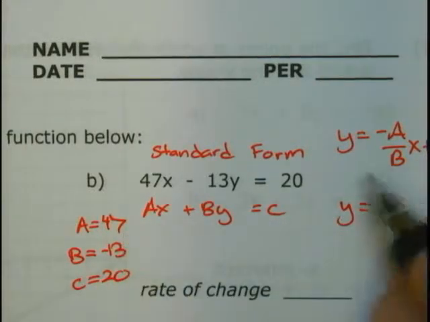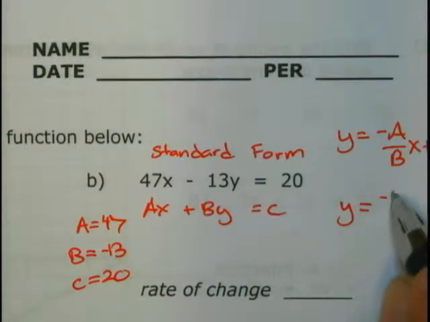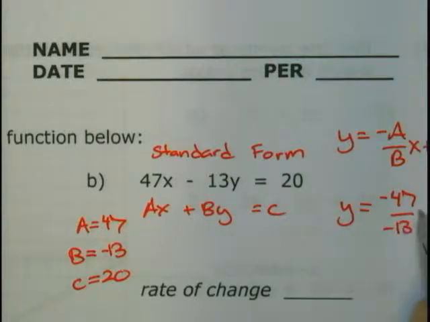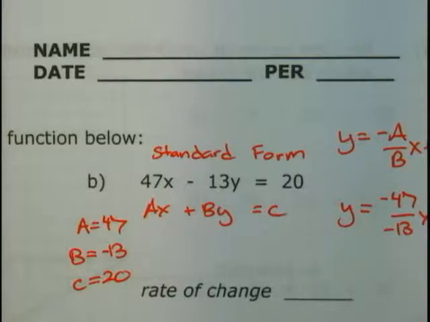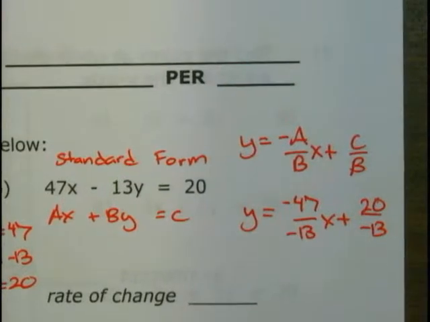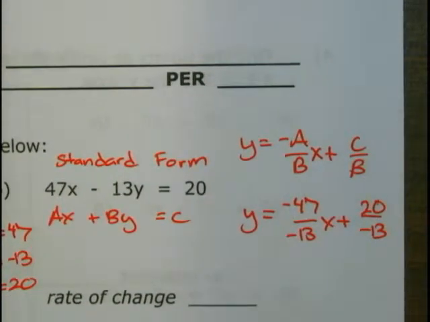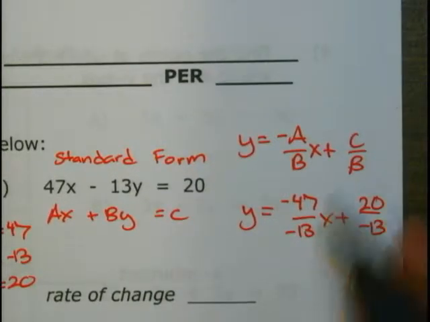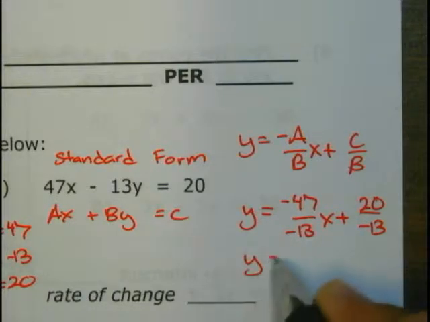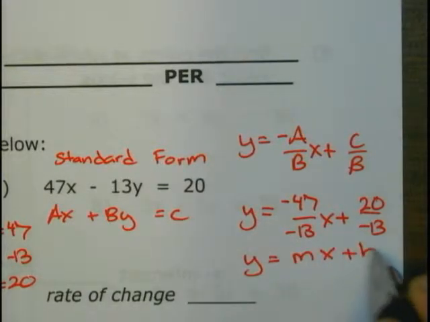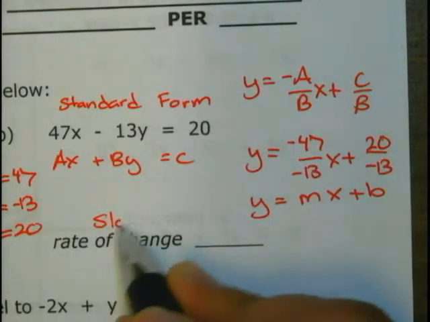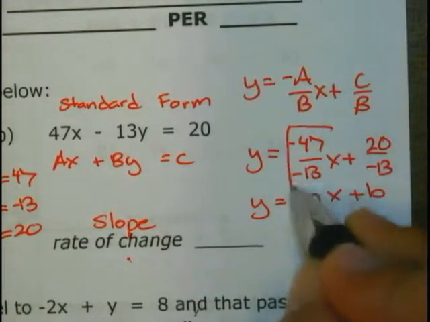It's probably the best thing you could do, because it gives you the ability to just take this, like right here, I need the opposite of A, which is negative 47, over B, which is negative 13. C is 20, and B is negative 13. Now, a lot of people will want to give me all the information and write the whole thing in here. However, remember that this is really y is equal to mx plus b. So it doesn't want the whole thing. All it wants is slope. That's the only answer it wants. It wants to know what is the slope of that equation.